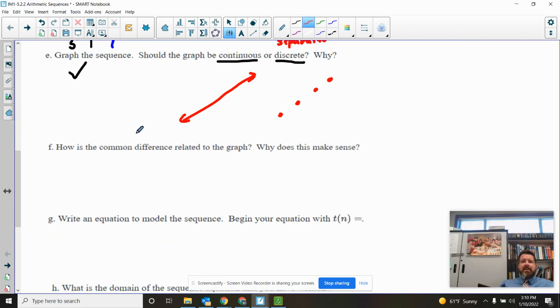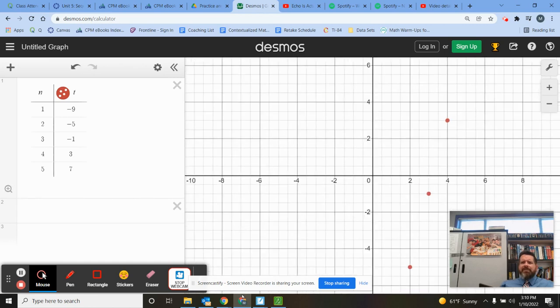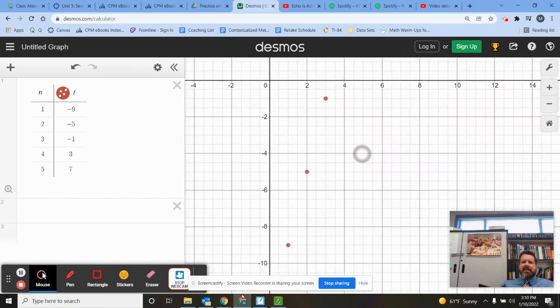How is the common difference related to this graph, and why does this make sense? Well, what was our common difference? It was 4. So as I'm looking along here, let's count my boxes. Each box to the side is going by 1. But notice vertically, each little division is counting by 1. So tell you what, I'm actually going to go back to a standard zoom so we're using the same scale.